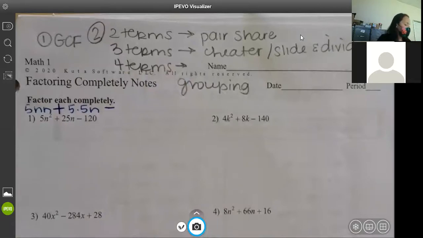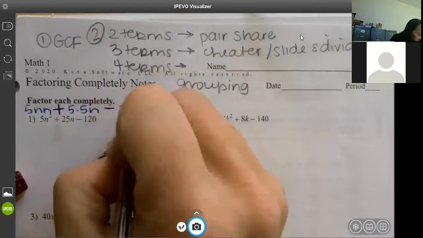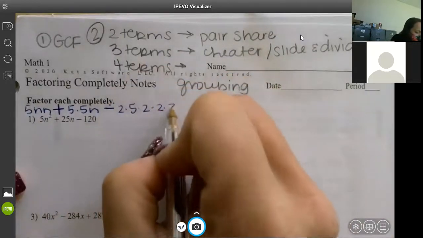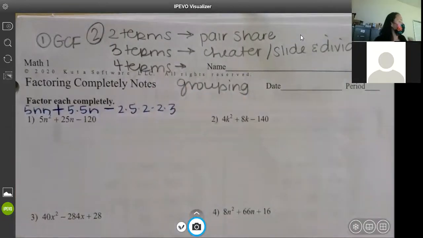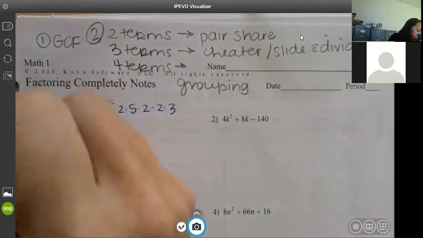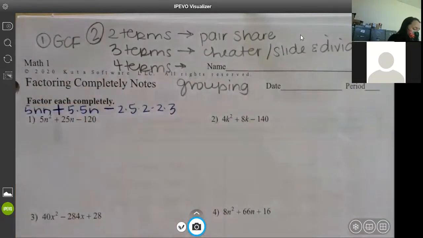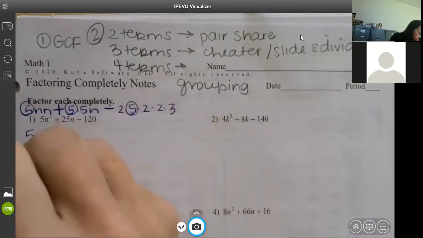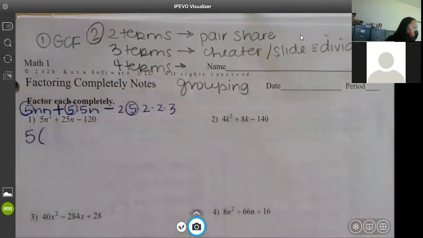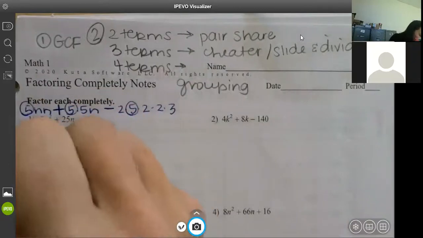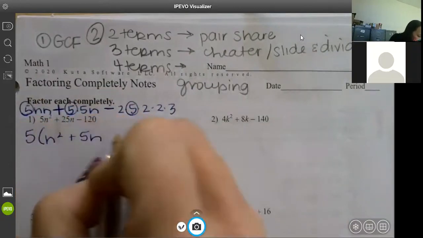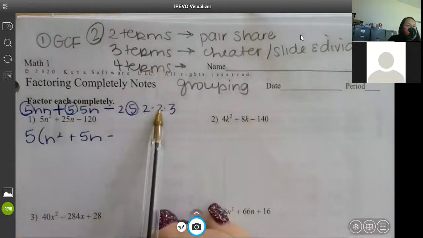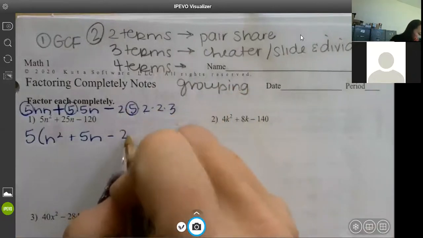And what are your factors of 120? 10 and 12. 10 is 2 and 5. 12 is 2 and 6. 6 is 2 and 3. What do they all have in common? 5. So that's our GCF. And then inside, we're going to write our leftover down. We had n squared plus 5n minus 2 times 2 is 4 times 2 is 8 times 3 is 24.